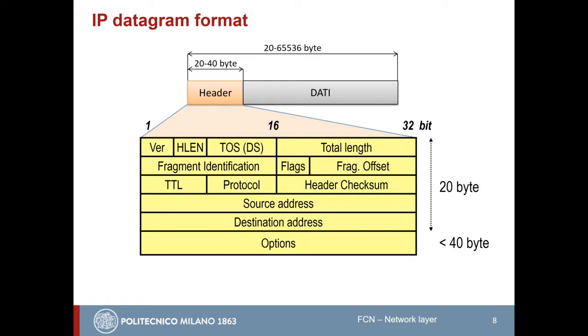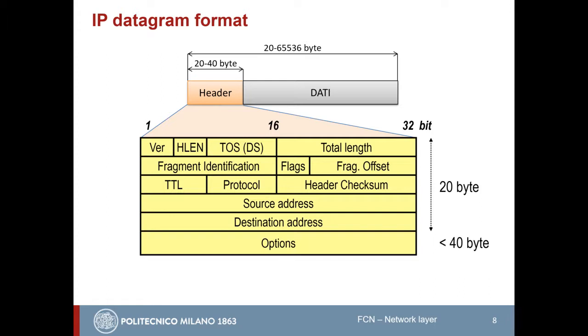So this is the IP packet. You can see that it is divided into header and data. The packet has a maximum length that is 65,500 and something bytes. The minimum length is obviously the minimum length of the header. So if you have no data, it's possible. You can have an empty payload. Still, however, you must have a header.